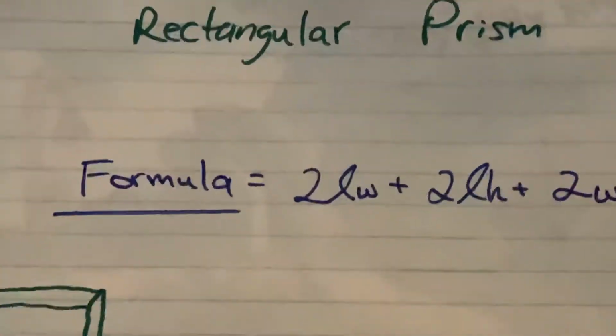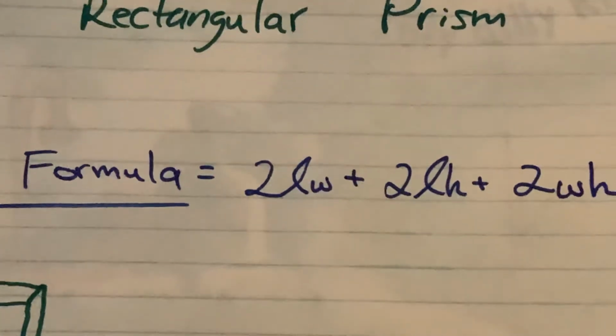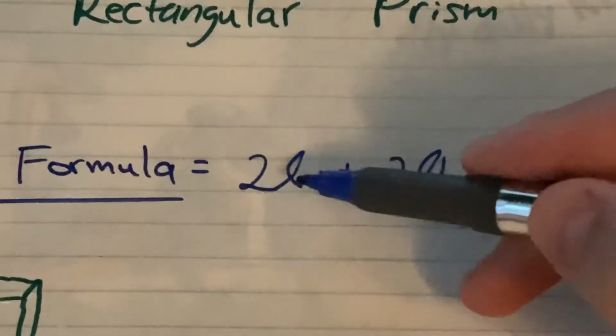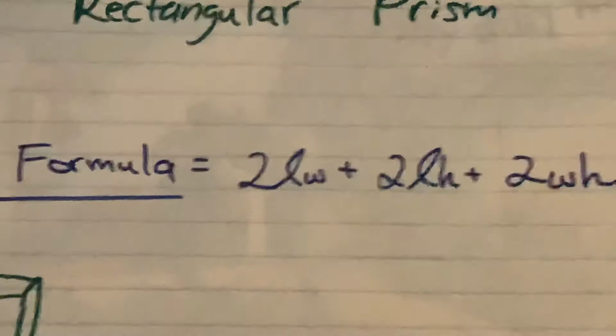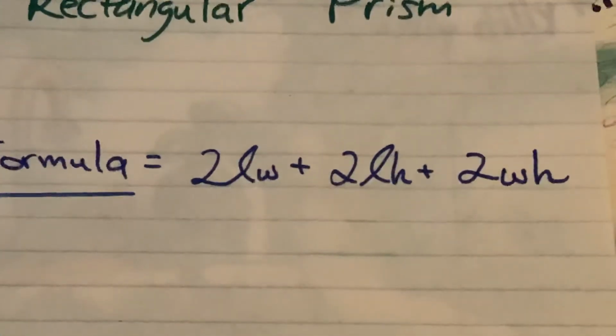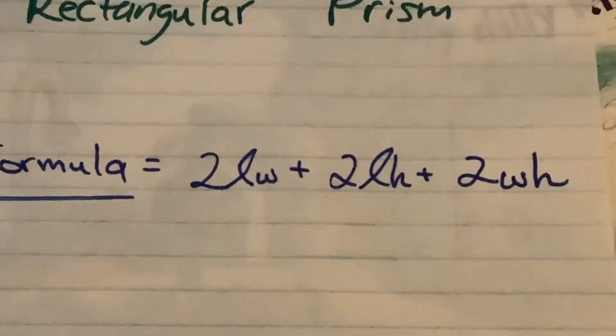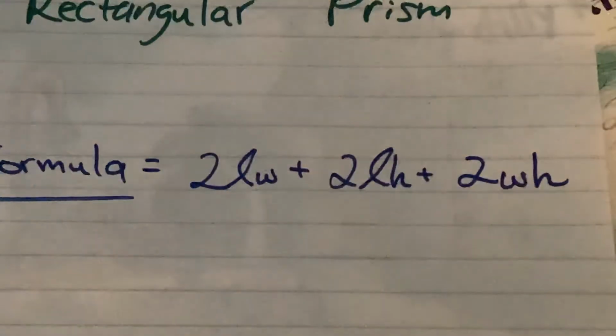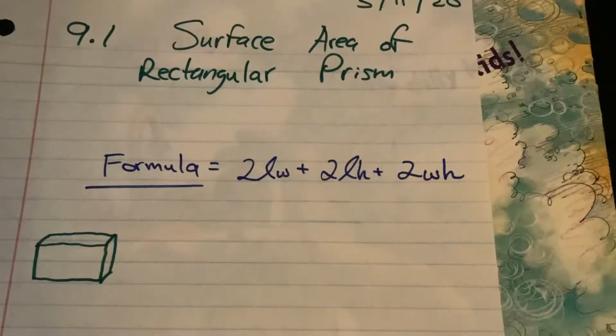Okay, let me zoom in so you see that. Pause it if you need to. The formula is 2 times L times W plus 2 times L times H plus 2 times W times H. Okay, I might have been going a little quickly, so let me go a little bit slower.